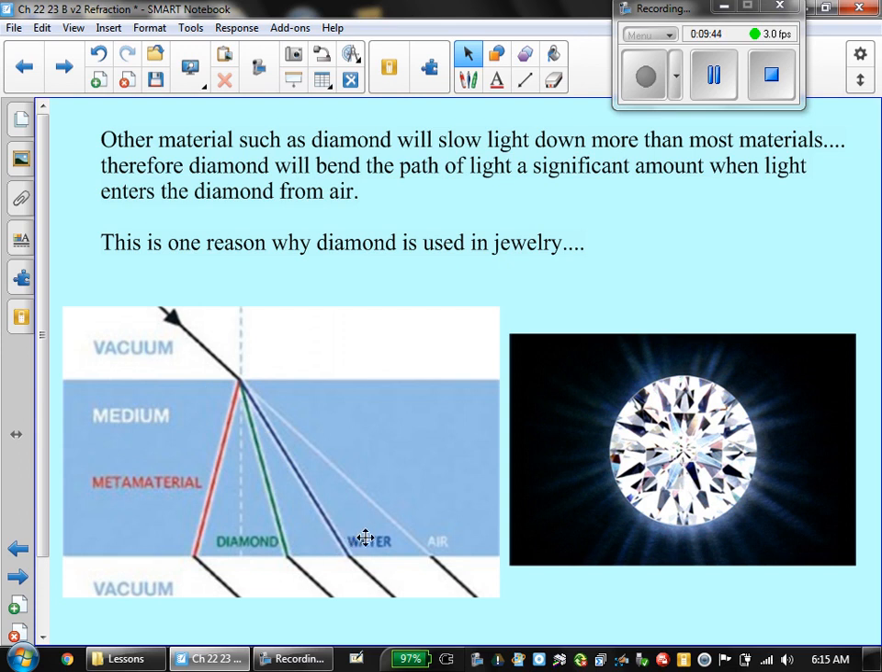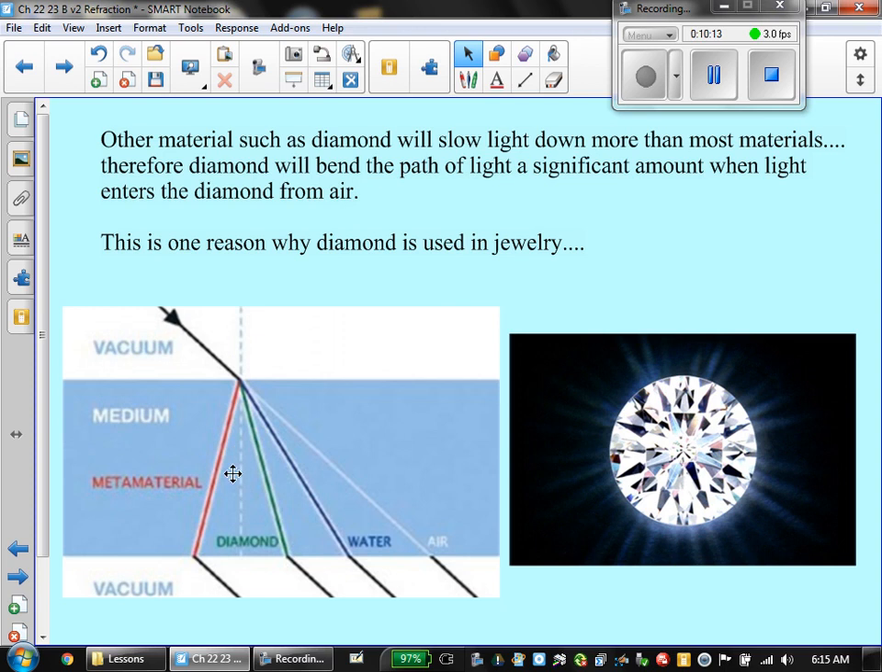One of the reasons why diamond is so expensive and why it's used for jewelry is because of what it does to light optically. So if we were having light traveling through vacuum and hit diamond, well, diamond bends light a lot. It slows the light down quite a bit, and then the light will speed back up to its original speed as it goes back into vacuum. We're not going to worry about metamaterial behavior. That's not something you need to know. But again, all our angles are measured relative to normal lines.